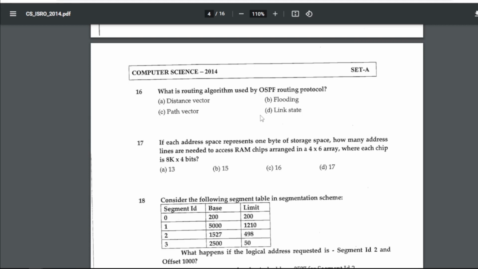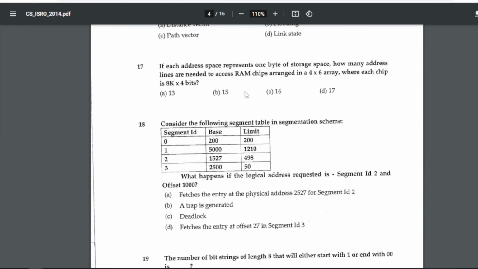Now question number 17: if each address space represents 1 byte of storage space, how many address lines are needed to access RAM chips arranged in a 4 by 6 array, where each chip is 8K into 4 bits? So for question number 17, if you solve this you will get the answer as D, that is 17, right? So if each address space represents 1 byte of storage space, how many address lines are needed to access RAM chips arranged in a 4 into 6 array where each chip is 8K into 4 bits? So this will give you 17, right?